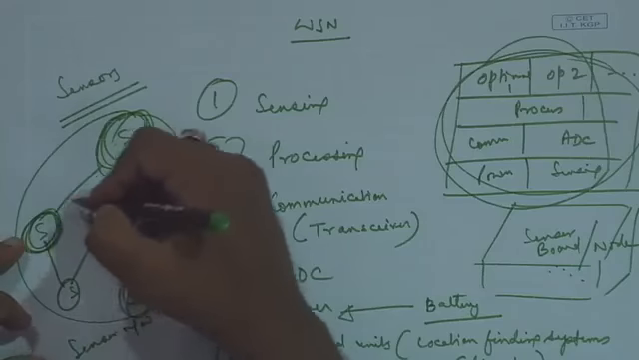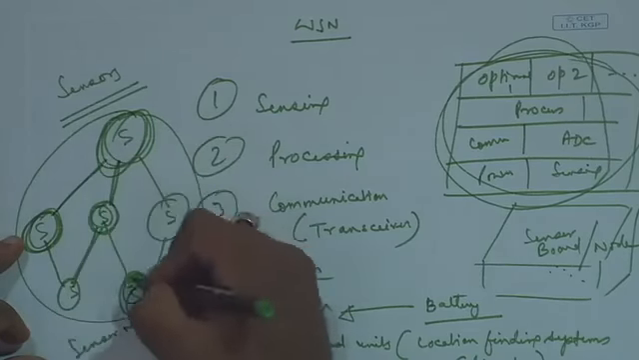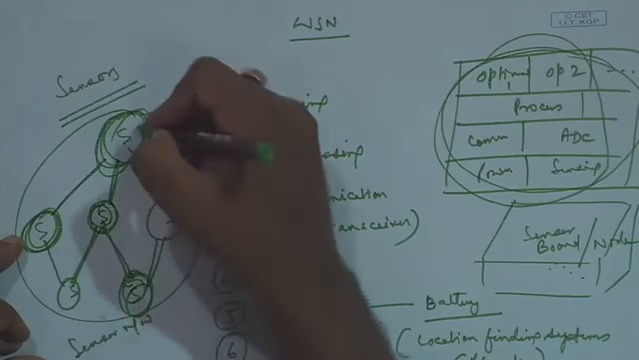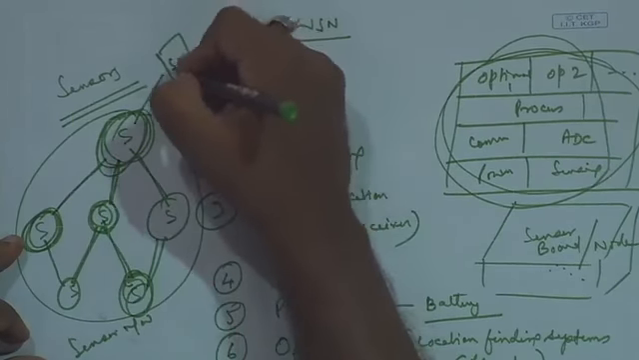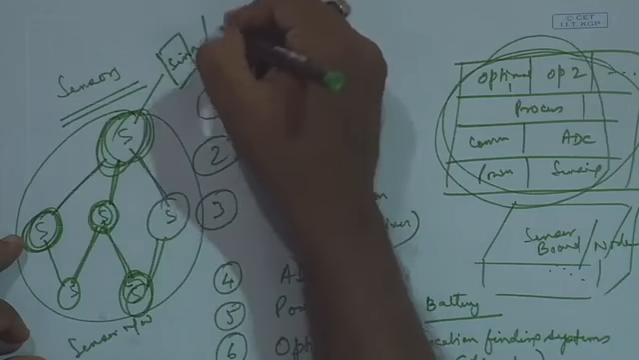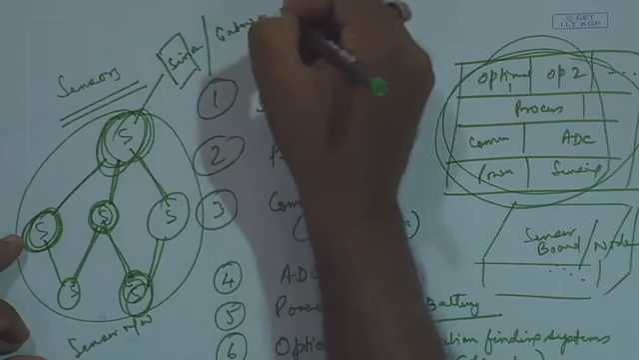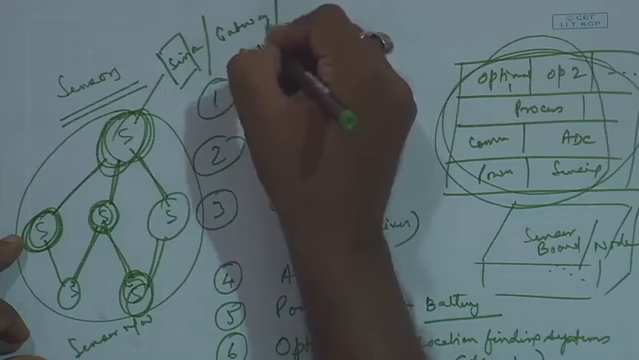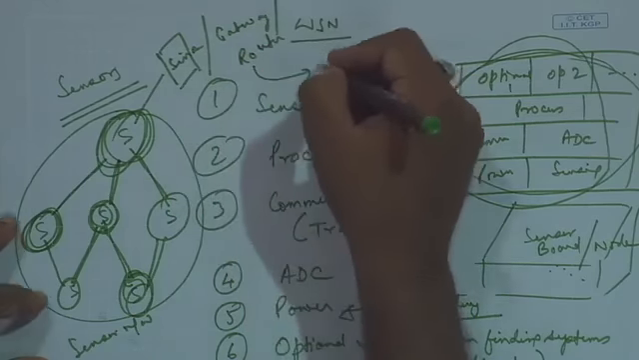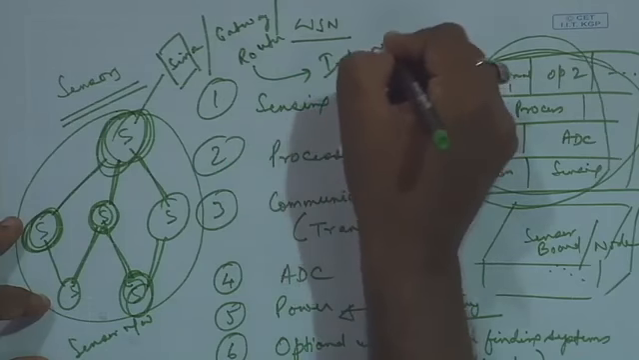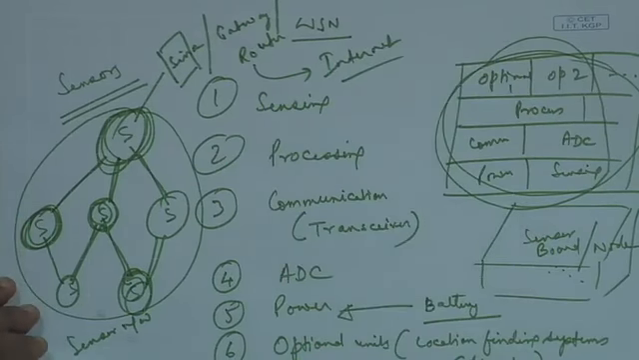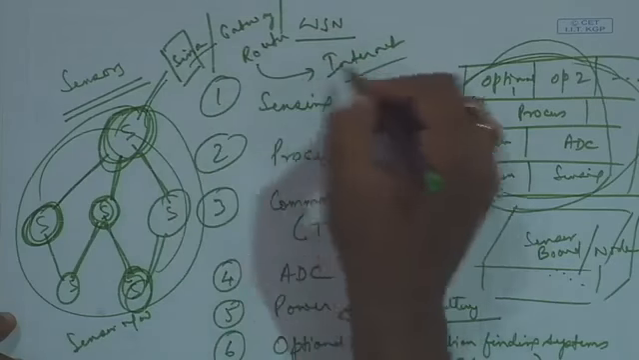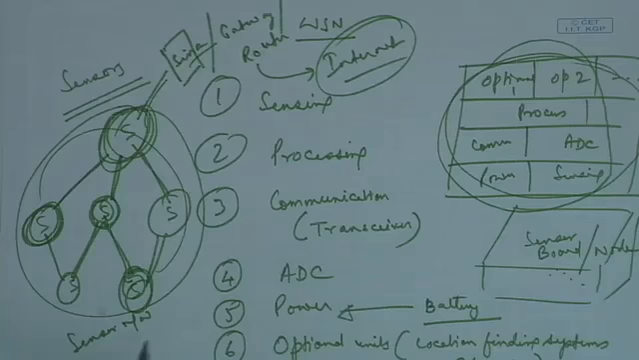Then, through a multi-hop path, all these sensed information are sent to the sink node or the gateway or this router for further dissemination to the internet. Finally, all this sensed information will go through the sink to the internet for further use. This is the whole purpose of this sensor node.